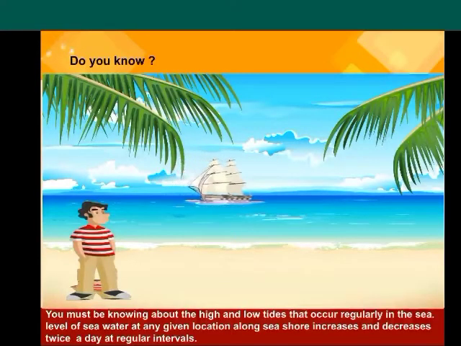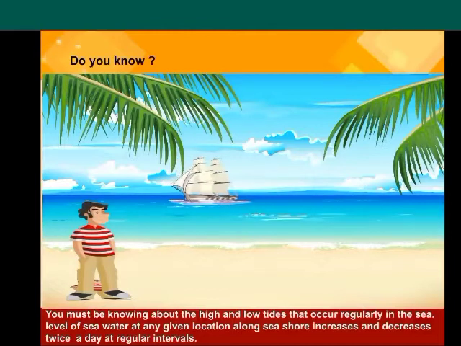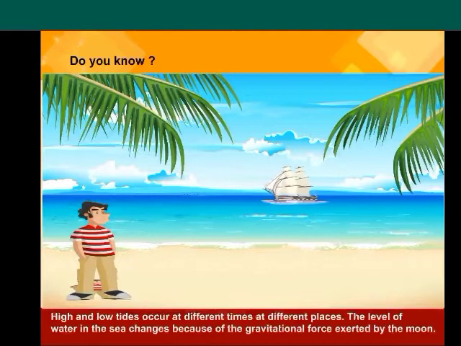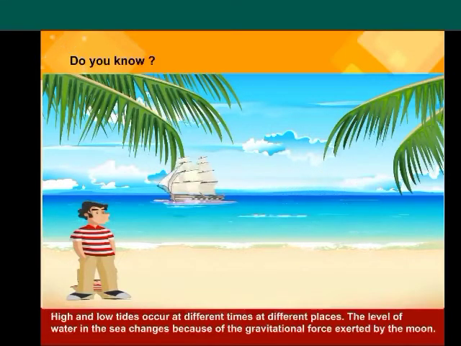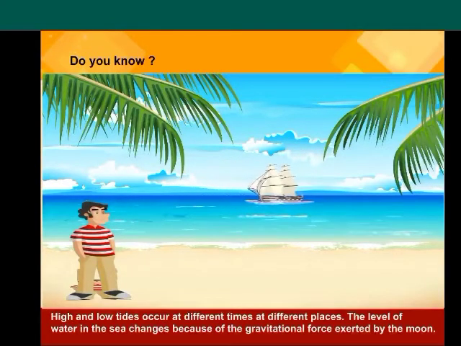Do you know? You must be knowing about the high and low tides that occur regularly in the sea. The level of sea water at any given location along the sea shore increases and decreases twice a day at regular intervals. High and low tides occur at different times at different places. The level of water in the sea changes because of the gravitational force exerted by the moon.